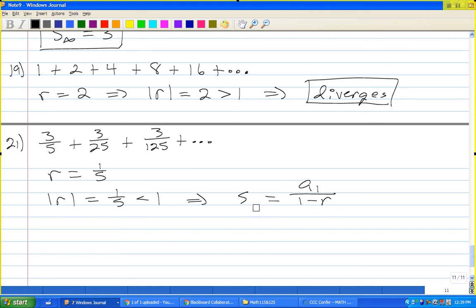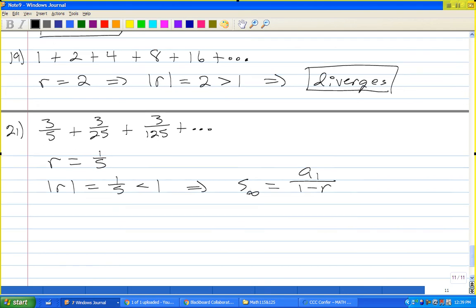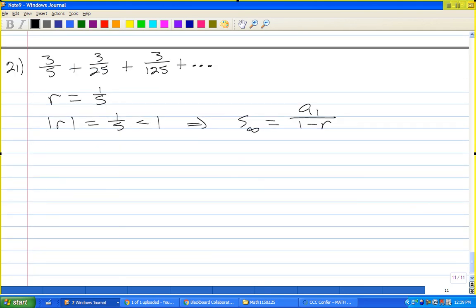So that says that the sum of all these infinite number of terms is just a1 over 1 minus r. If I add up all these terms, I get a1, which is 3/5, over 1 minus the common ratio. Notice that 5 times 5 is 25, times 5 is 125. Therefore, 3/5 times 1/5 is 3 over 25, times 1/5 is 3 over 125. Therefore, the common ratio is 1/5.